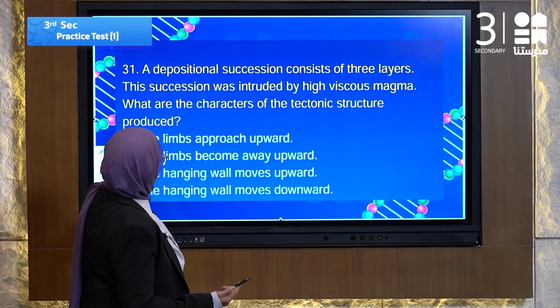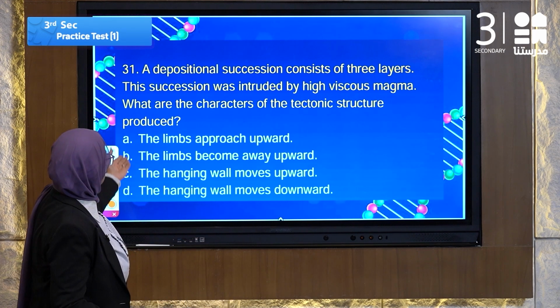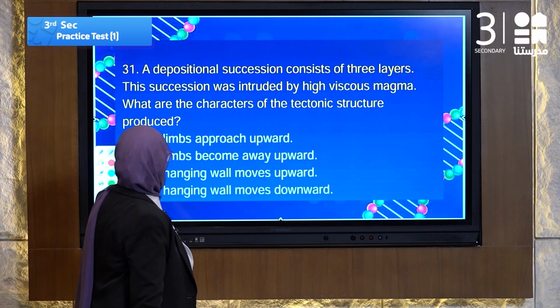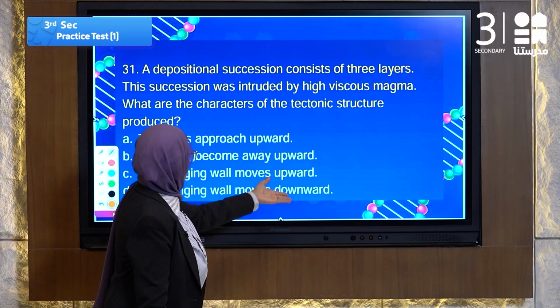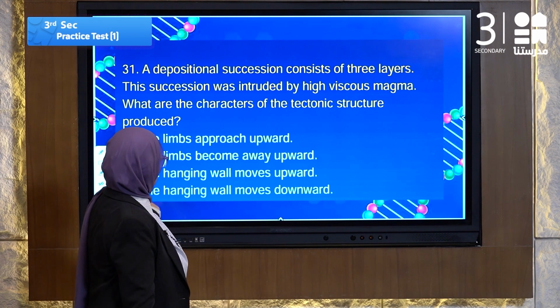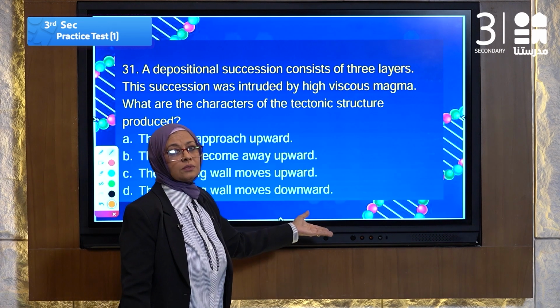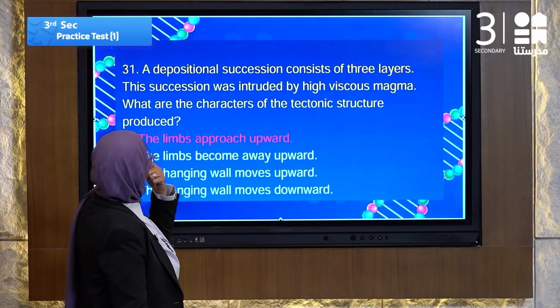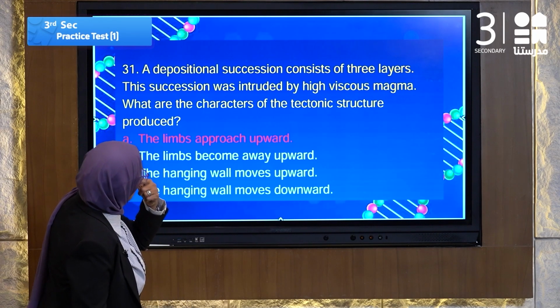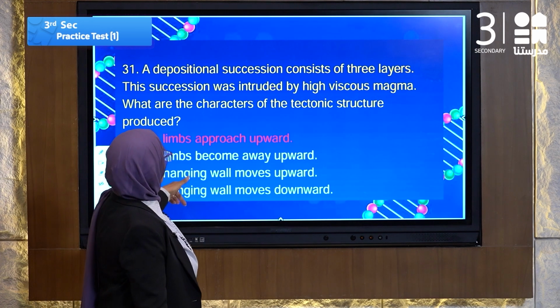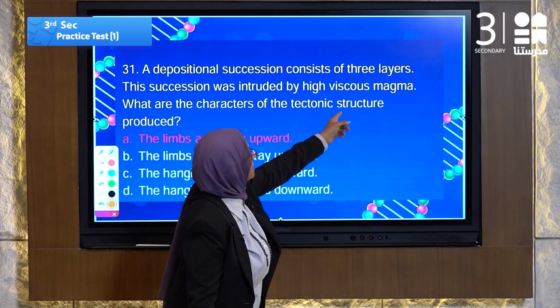Okay, let's read the choices. Number A, the limbs approach upward. B, the limbs move away upward. C, the hanging wall moves upward. D, the hanging wall moves downward. Let's go to the answer. The answer is the limbs approach upward. Yes, the limbs approach upward because of the high viscous magma.